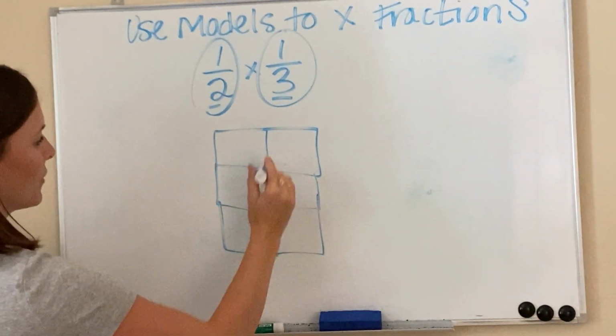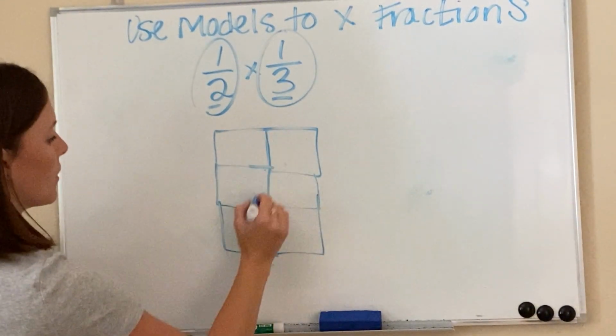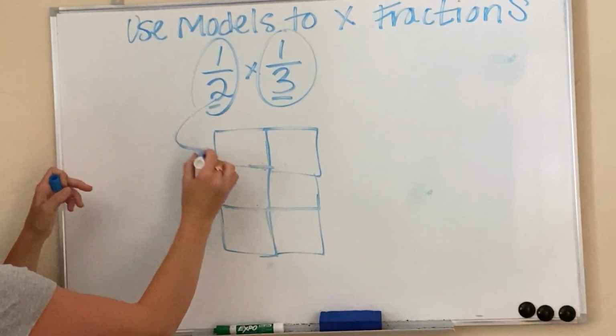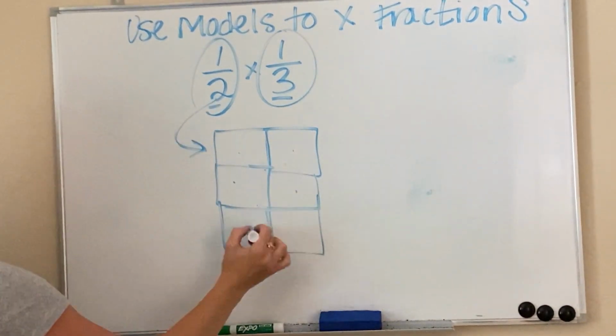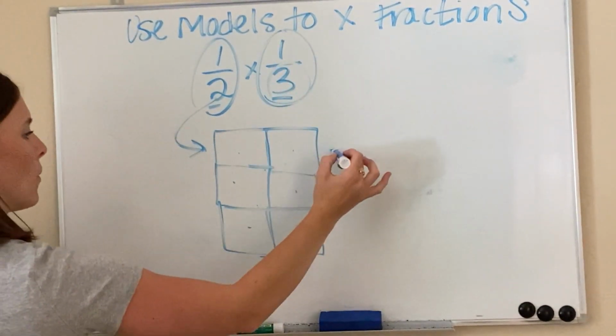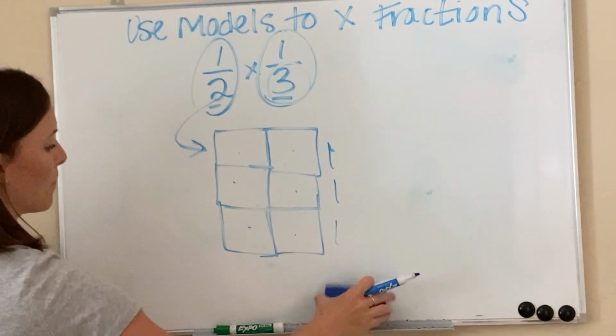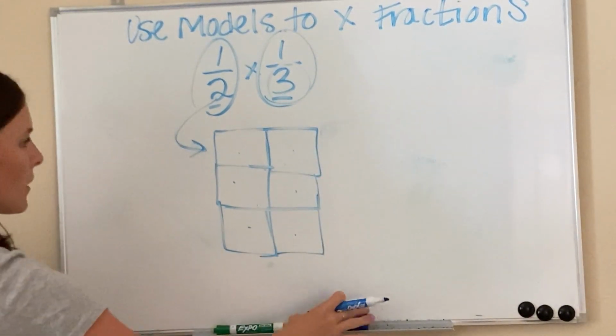And that is not perfectly even, but it's all right. So the 2 is going this way, 1, 2, 1, 2, 1, 2, and then the 3 is going this way. I have 1, 2, 3 of them, okay? So it's like a 2 by 3 grid.